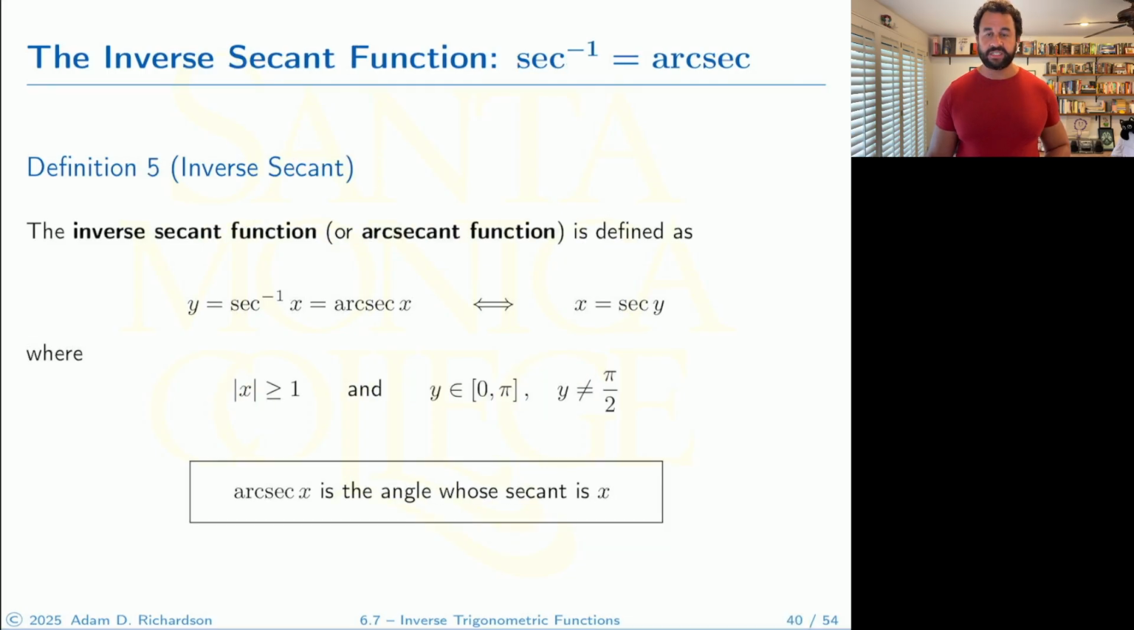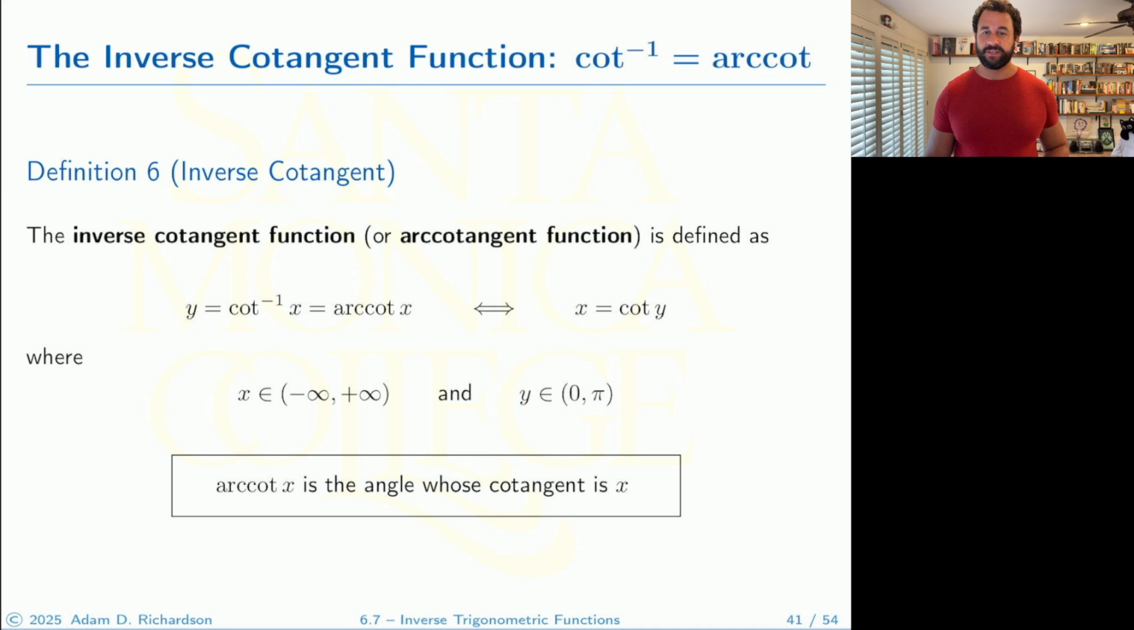Then the inverse secant function, kind of the same thing. Y equals arc secant of x if and only if x equals secant of y. Keep in mind the restricted domain, keep in mind the range, and then this is the phrase that you say: arc secant of x is the angle whose secant is x. Same with cotangent, the arc cotangent function. Y equals arc cotangent of x if and only if x equals cotangent of y. And arc cotangent of x is the angle whose cotangent is x. So it's that same phrase over and over again.